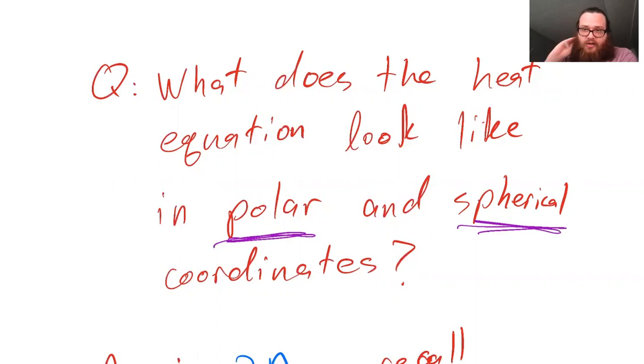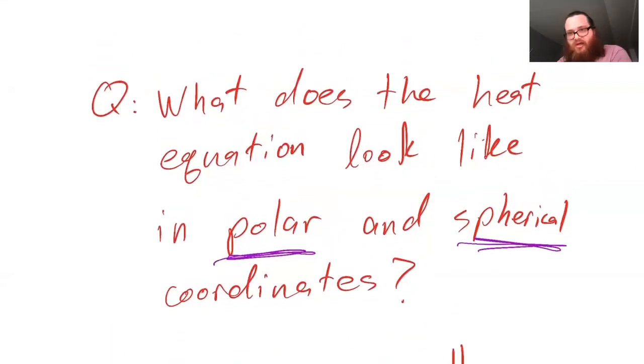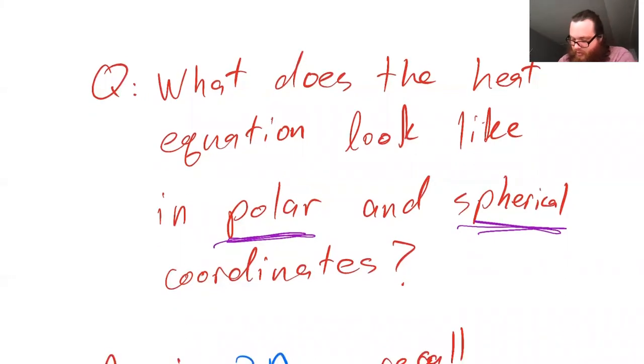It turns out it's not super trivial. There are a few steps that we have to be careful about. It's not a matter of just replacing x, y, and z with rho, phi, and theta, for example. So what do I mean by all of that?